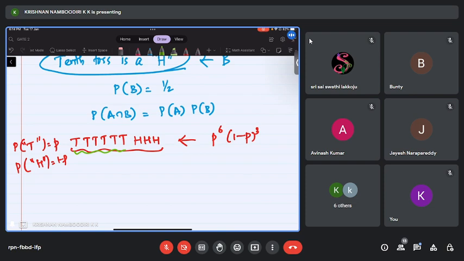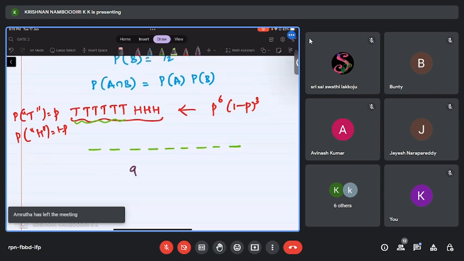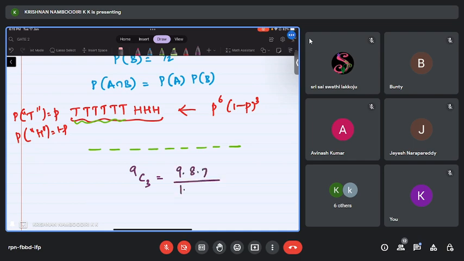So there are 9 positions: 1, 2, 3, 4, 5, 6, 7, 8, 9. Out of these 9 positions, you have to fill 6 T's. So the remaining 3 will definitely be heads. In how many ways can you choose those 6 positions from the available 9 positions? That is nothing but 9C3, or 9 choose 3, which is equal to 9 into 8 into 7 divided by 1 into 2 into 3.